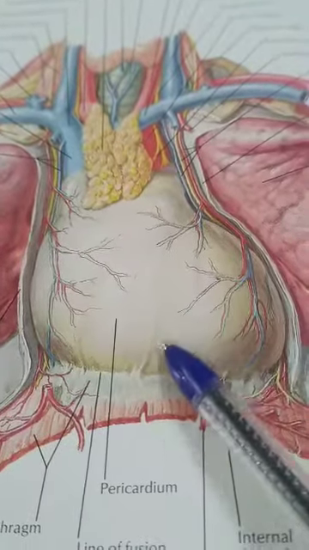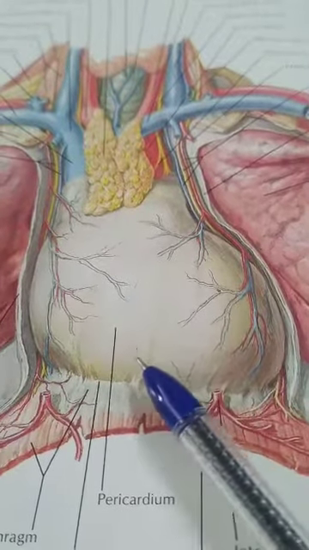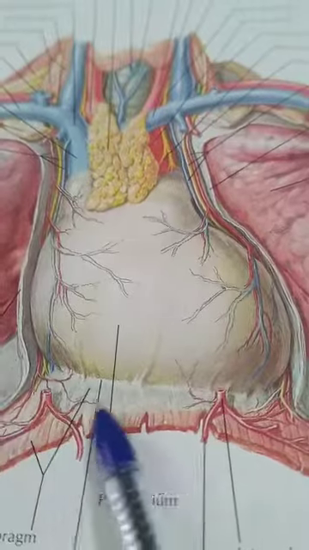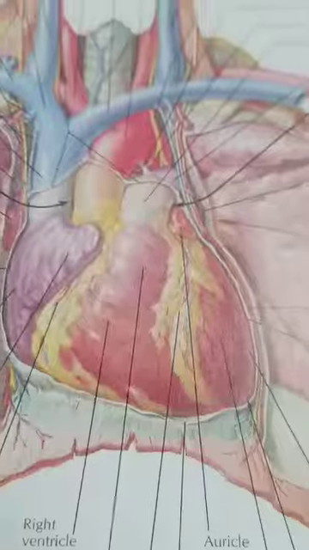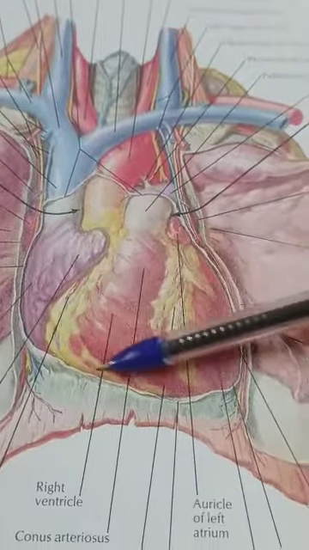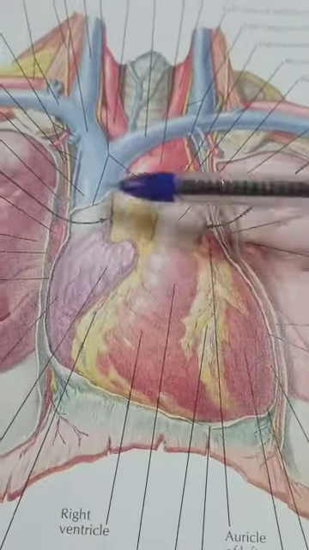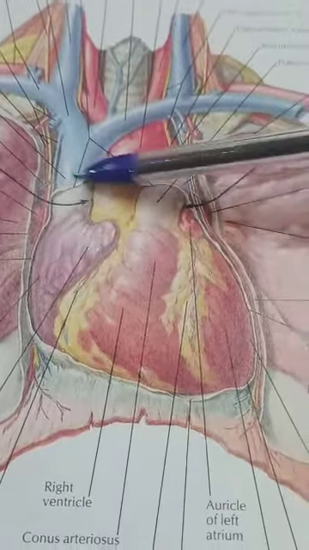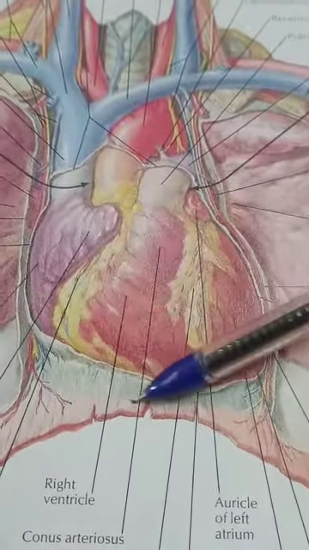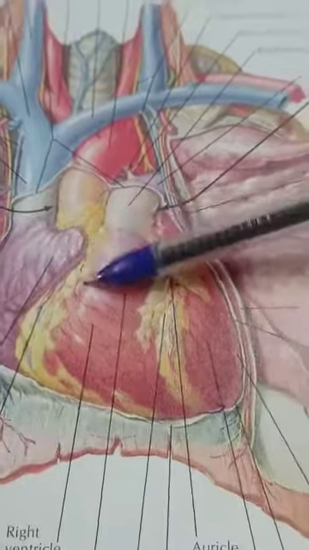with a covering that is known as pericardium. So if we remove the pericardium, here this is our diaphragm. This is our heart after removing the pericardium. Okay, so this is the heart, on either side lungs, pleura, then this is pericardium. And this is our heart.